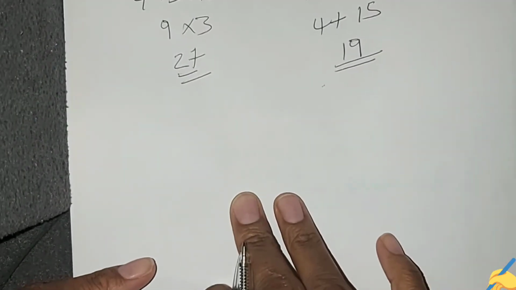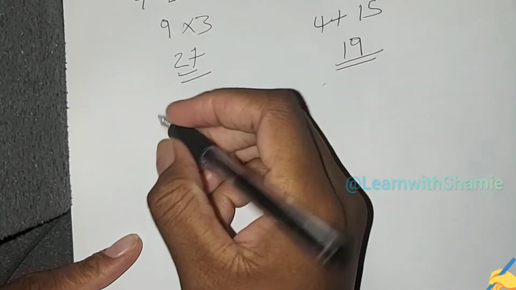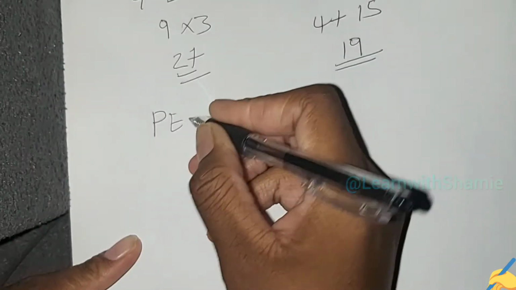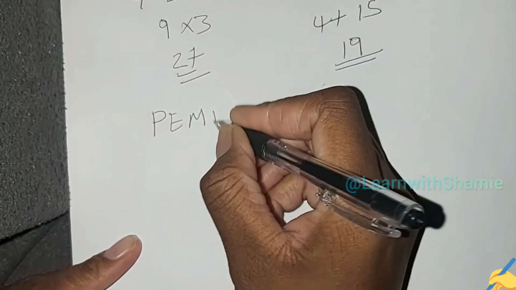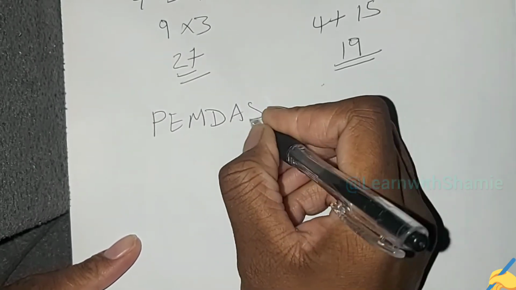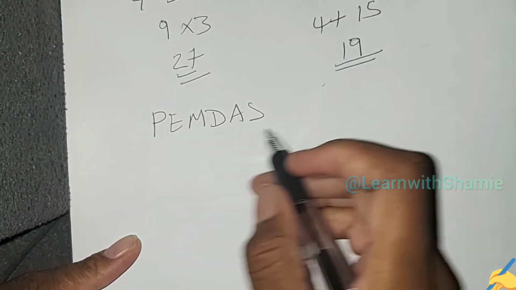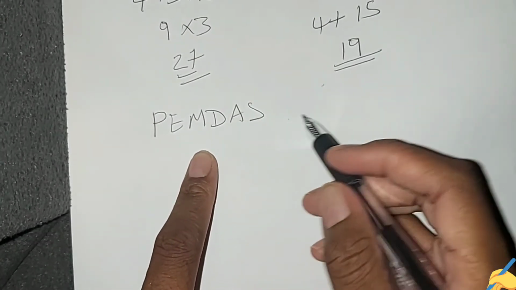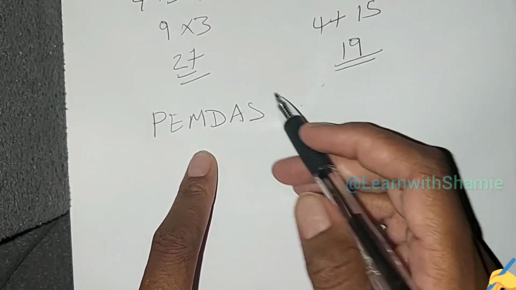So in math, there's an acronym called PEMDAS. That's P-E-M-D-A-S. So this acronym states the rule in which each operation is carried out.